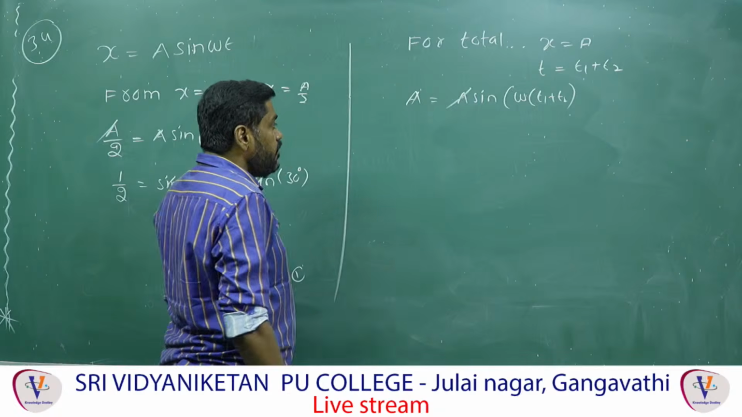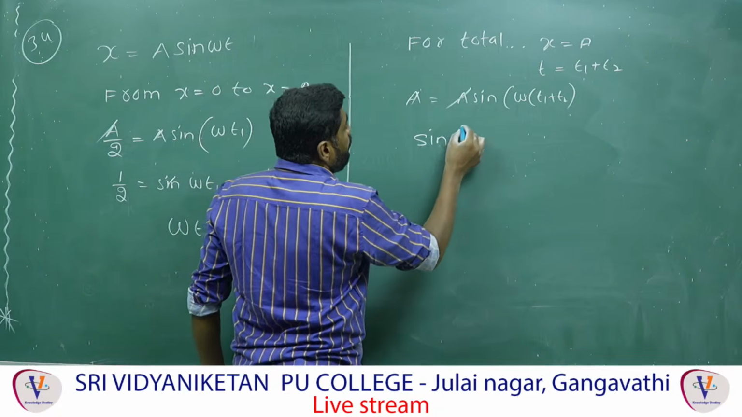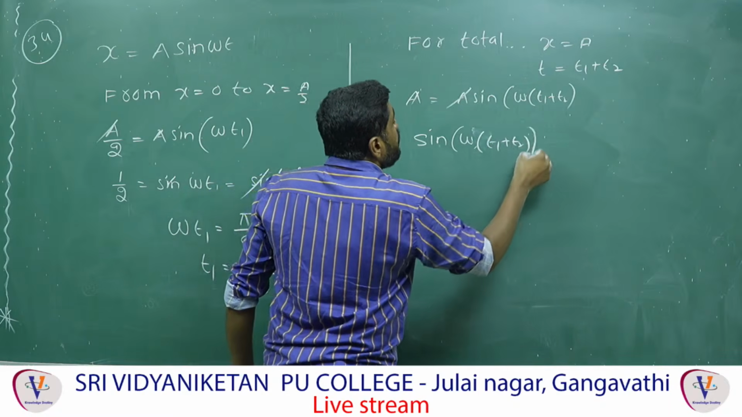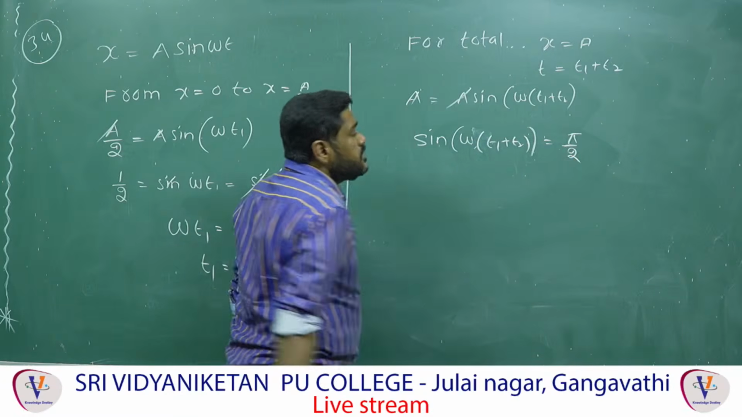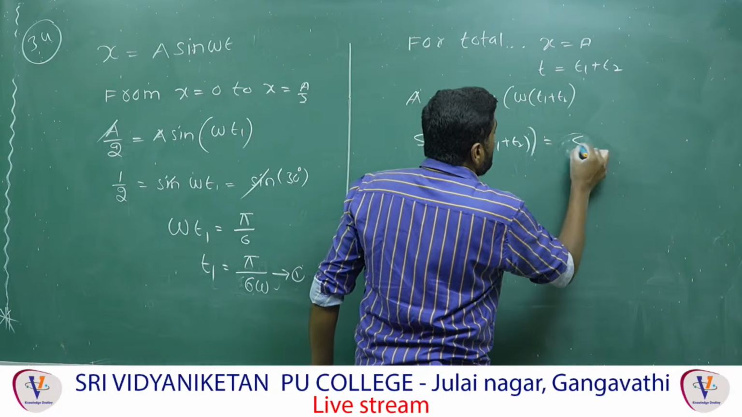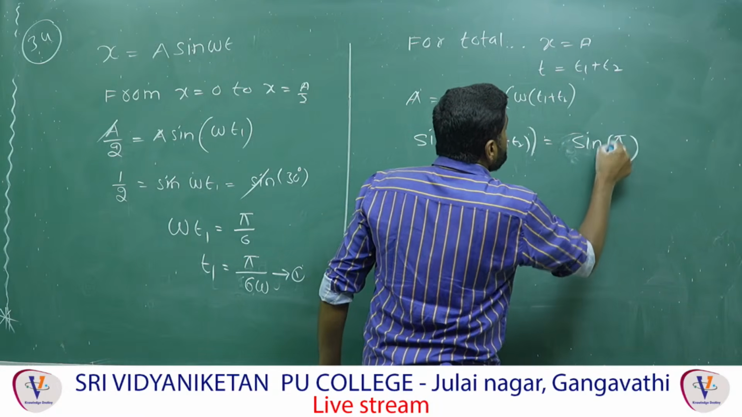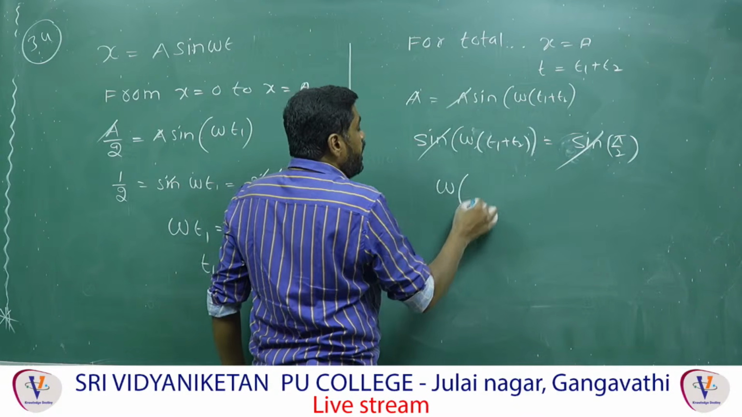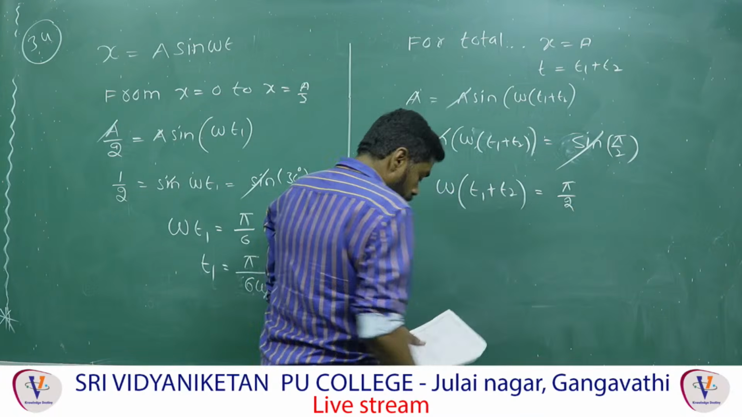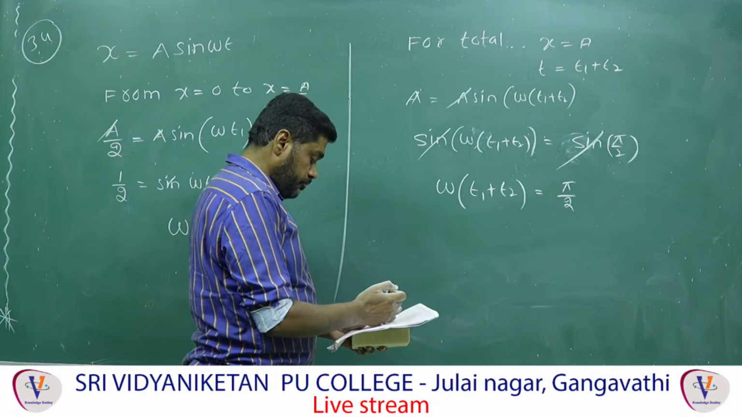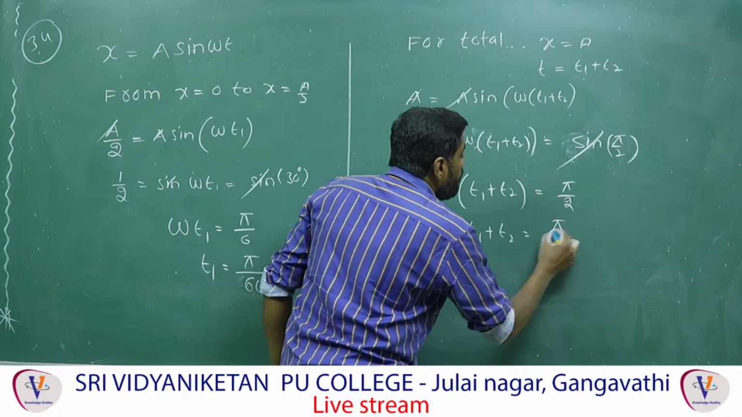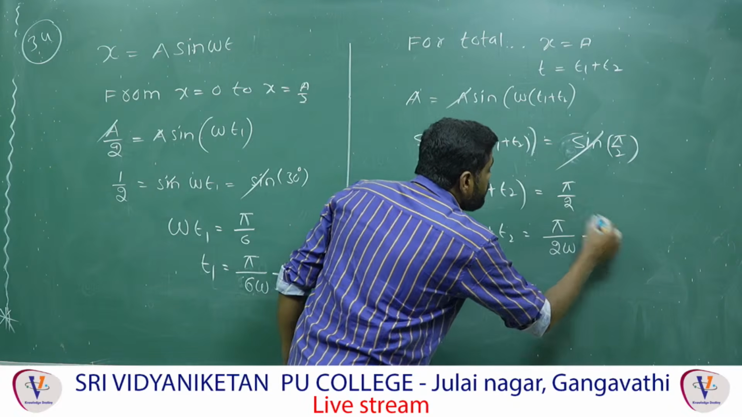Yes, x is equal to A, therefore sine omega into T1 plus T2 is equal to pi by 2, because sine 90 is equal to 1. After simplification, sine cancels: omega into (T1 plus T2) is equal to pi by 2. Therefore T1 plus T2 is equal to pi by 2 omega, equation number 2.